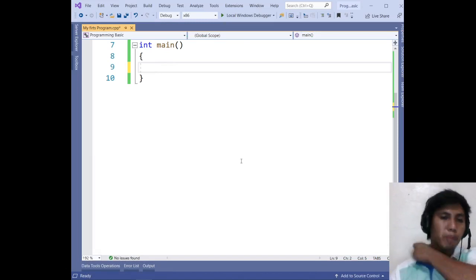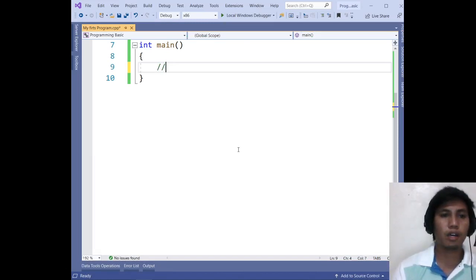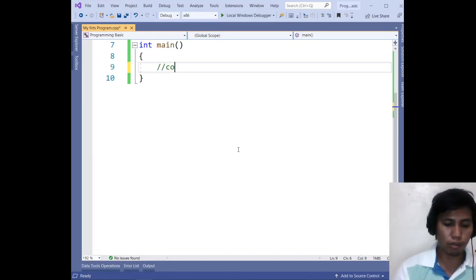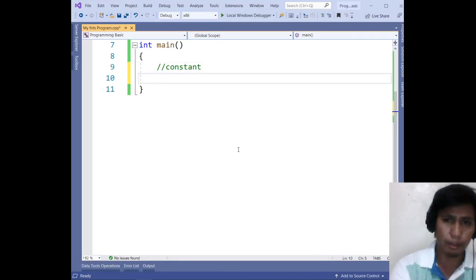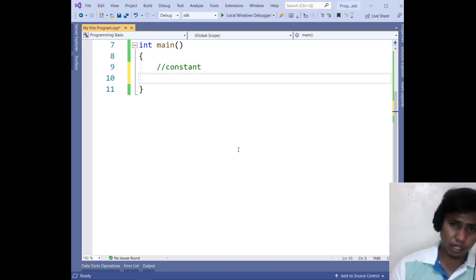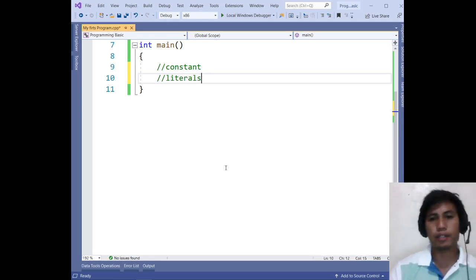Okay, so the second part of programming basics is about constants. So what are constants? Constants are expressions with a fixed value. Fixed value. All throughout the program, they have a fixed value. The most common type of constants are the so-called literals.